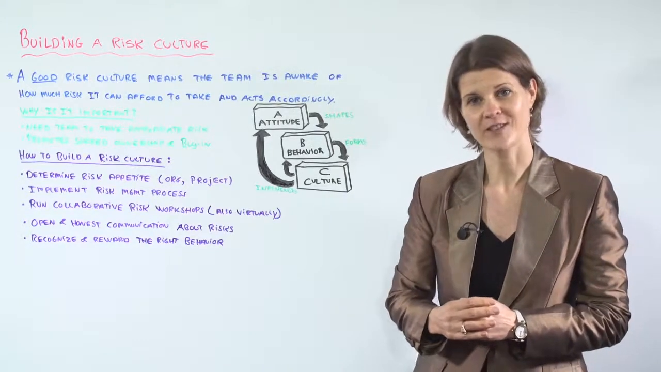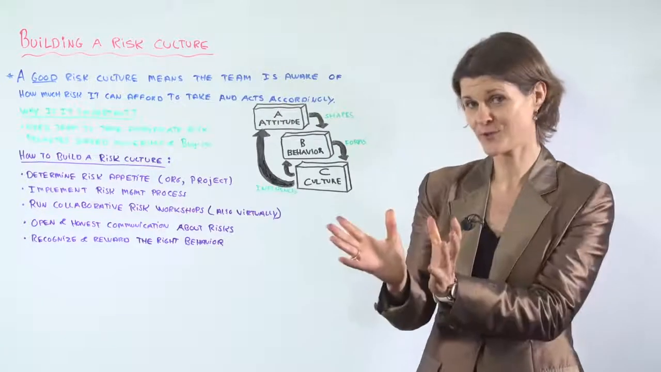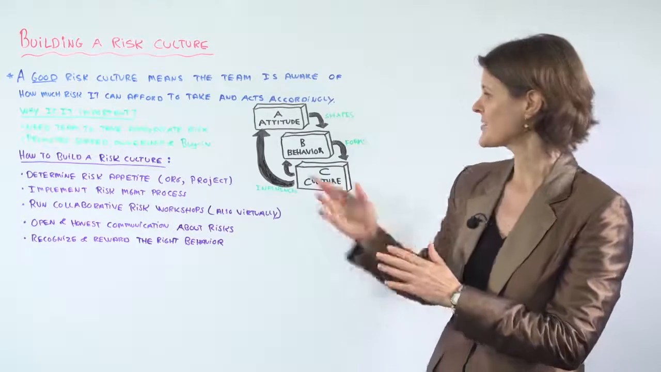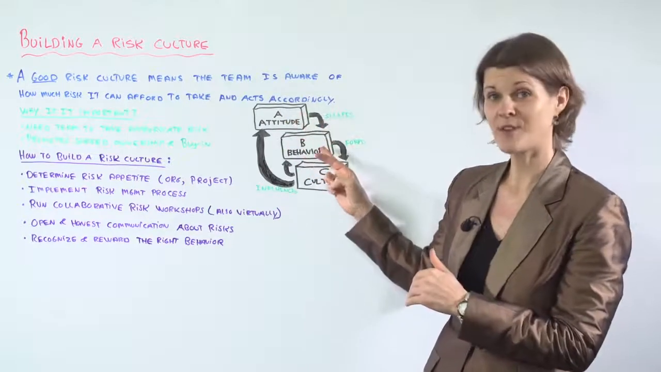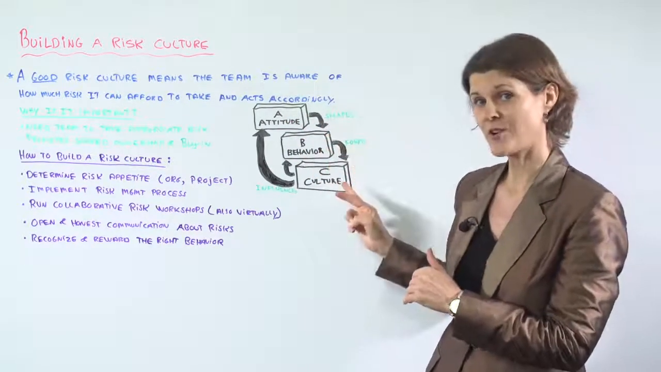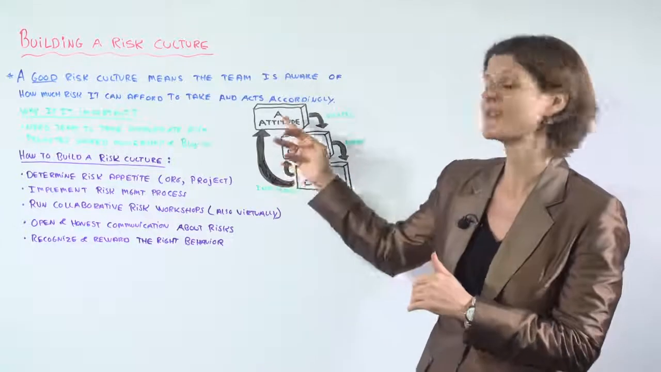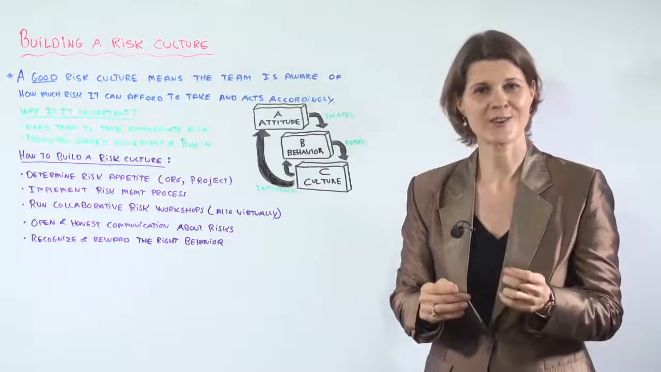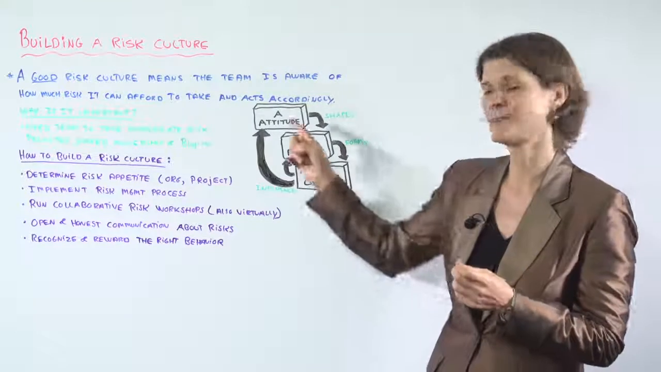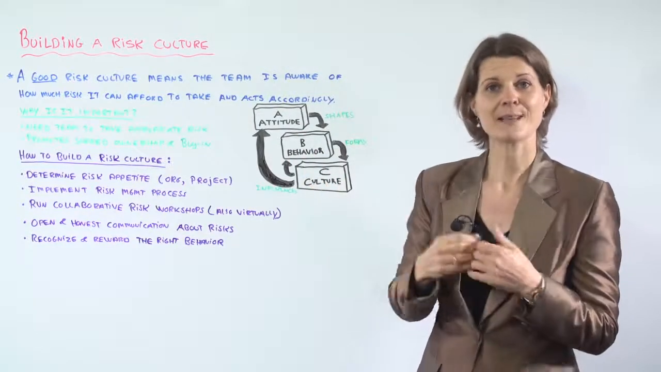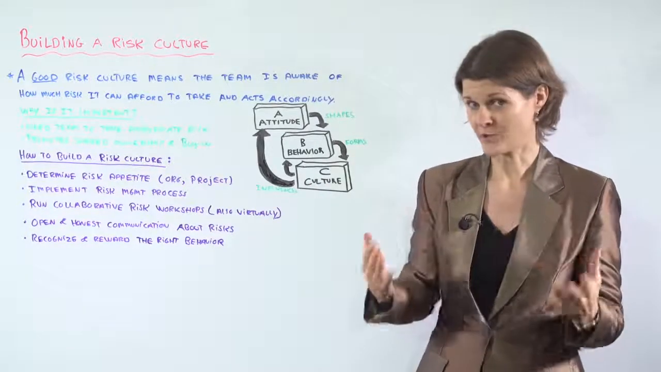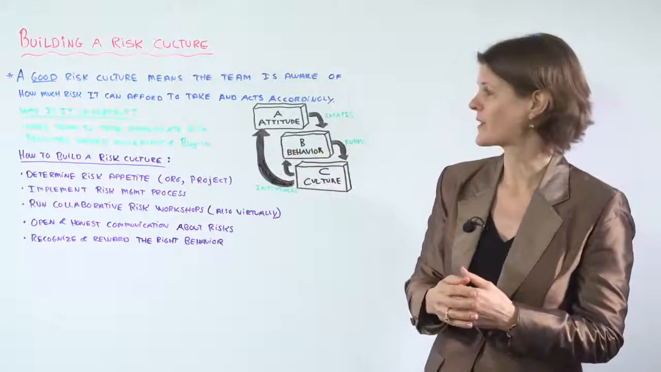When we talk about risk culture, we mean a team's attitudes towards risk and their behaviors towards risk. You see, our attitudes shape our behaviors, that forms our culture, but the culture also influences our behaviors and our attitude. A good risk culture means that there is alignment between these three. It means that the team is aware of how much risk we want to take and they act accordingly.